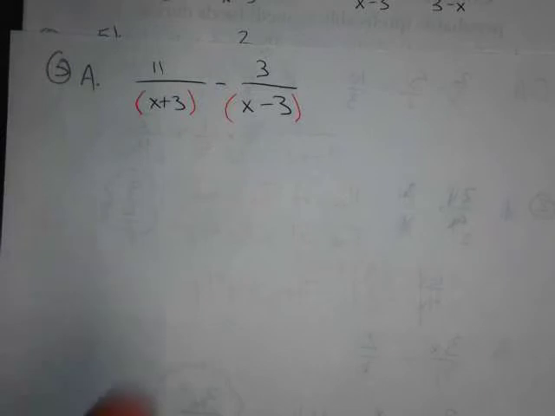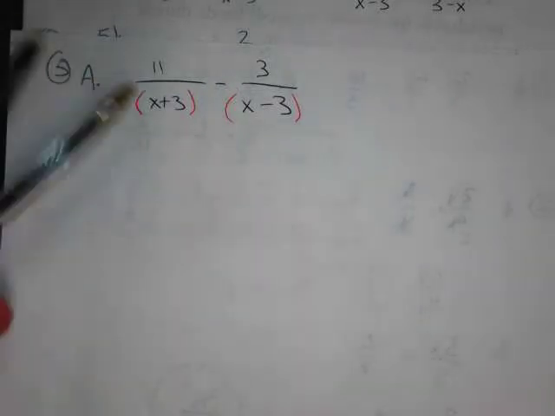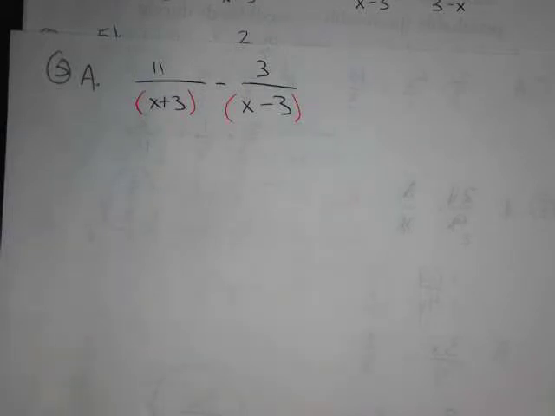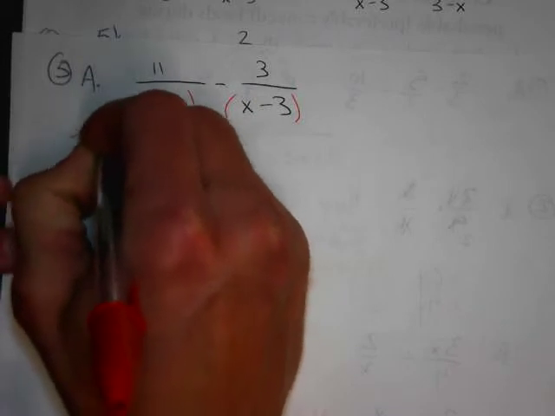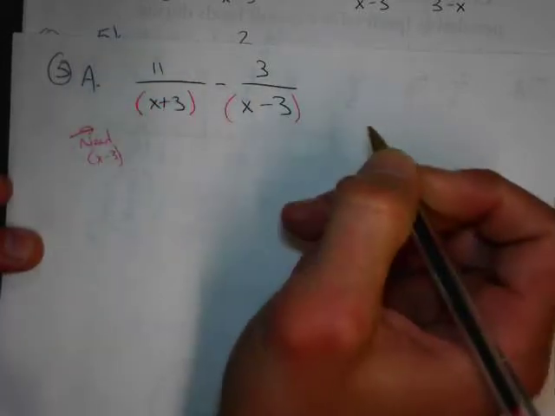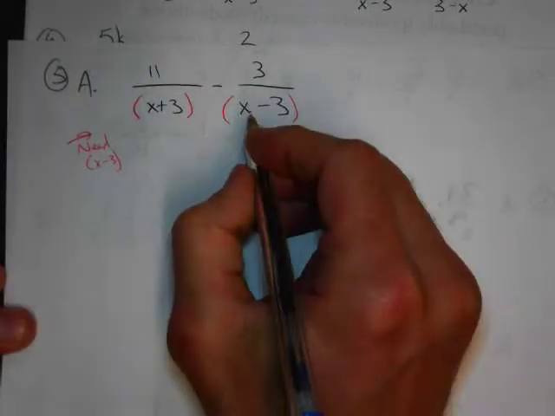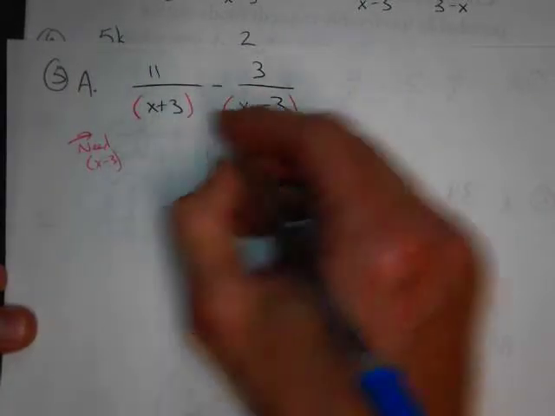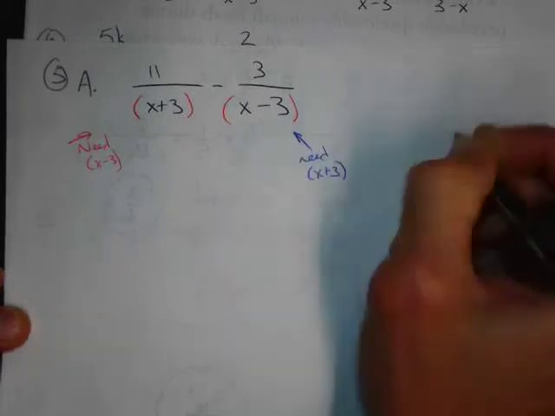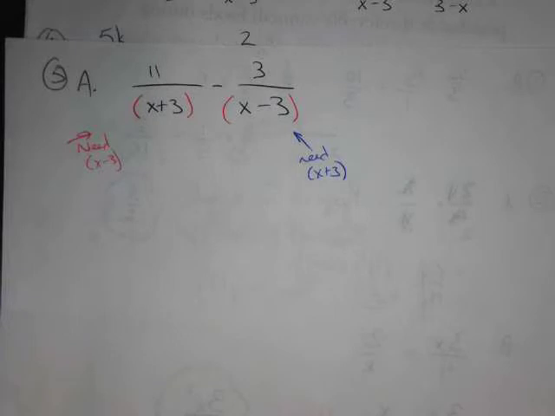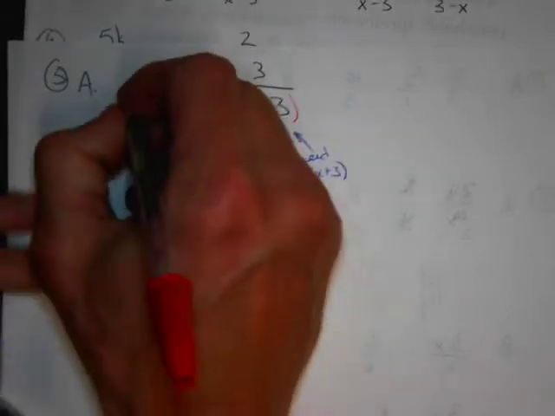And if we consider each denominator as a group, what is the first denominator missing if we're going to have a common denominator? It's missing x minus 3. So if only it needed an x minus 3 along with it, we'd be set. And then this denominator, what's it missing? It's missing x plus 3. So this denominator needs an x plus 3. And if we had that, boy, we would be laughing. We'd have the same denominators, right? So our first denominator needs an x minus 3.